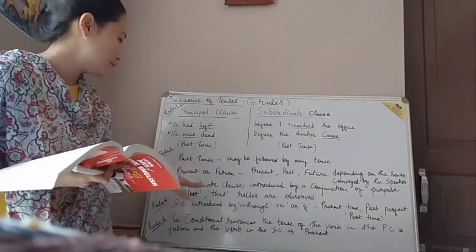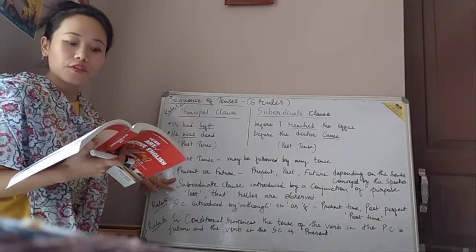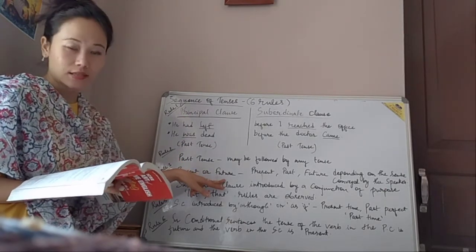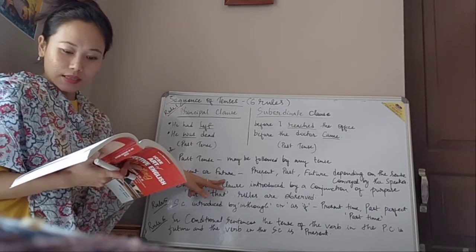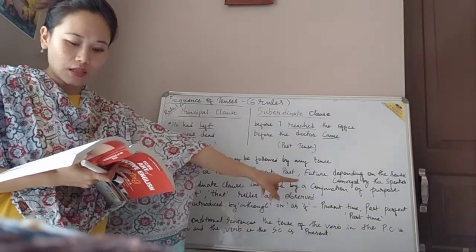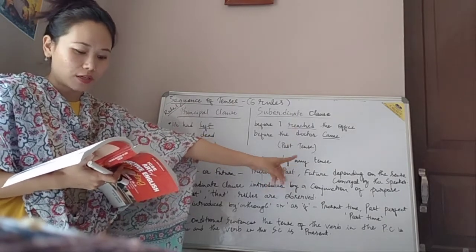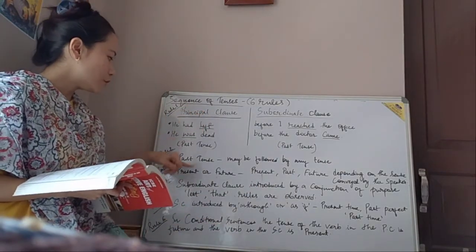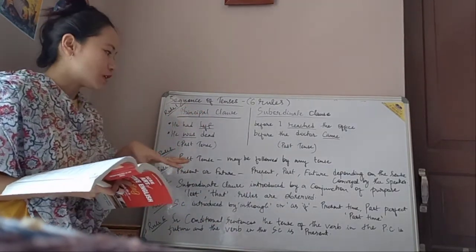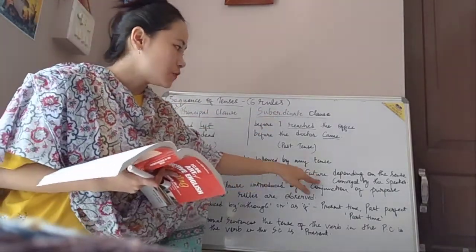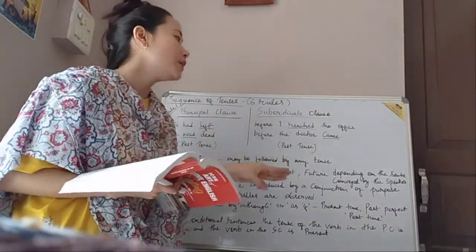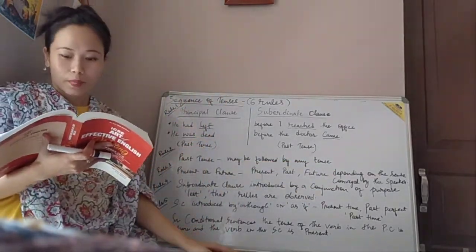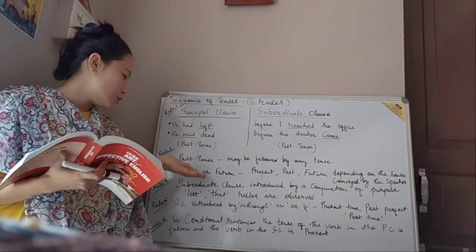Now rule number 3. If the verb in the principal clause is in the present or future tense, the tense of the verb in the subordinate clause can be past, present or future, depending on the sense conveyed by the speaker. So if in the principal clause your verb is in either present or future tense, in the subordinate clause it can be all three tenses depending on how the speaker is conveying, in what sense. So depending on that we will reciprocate.